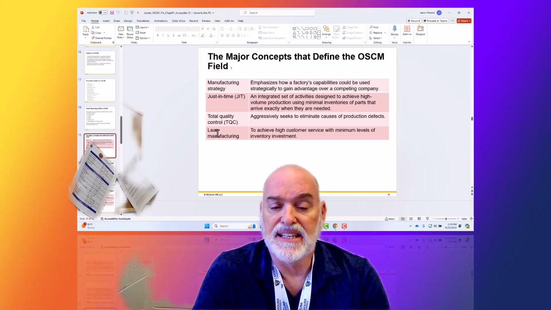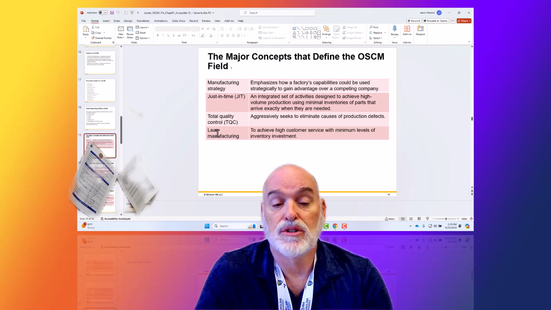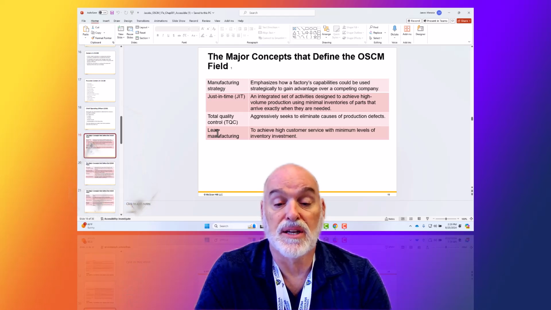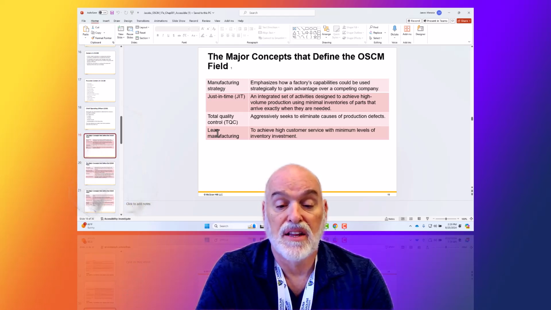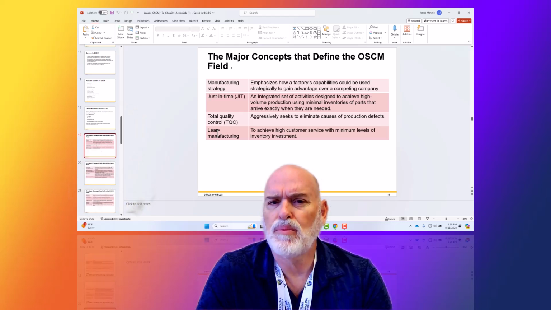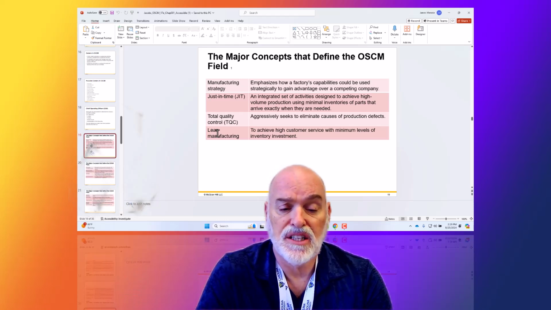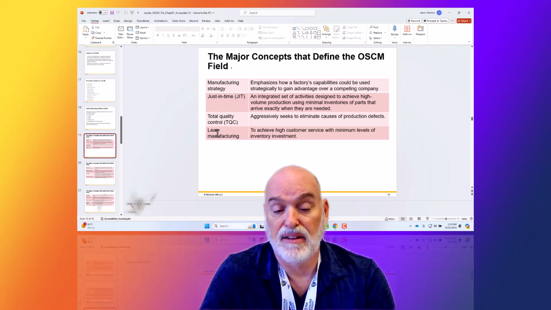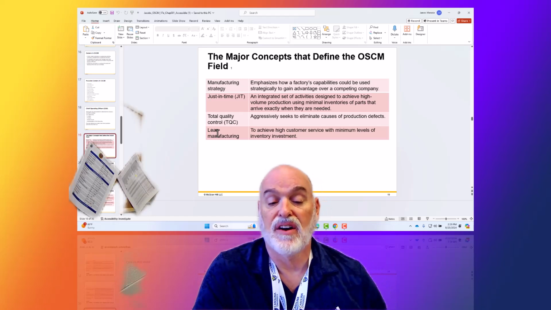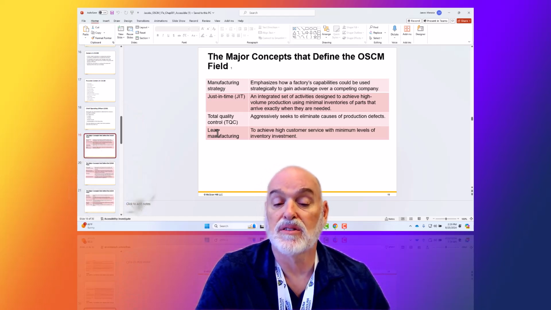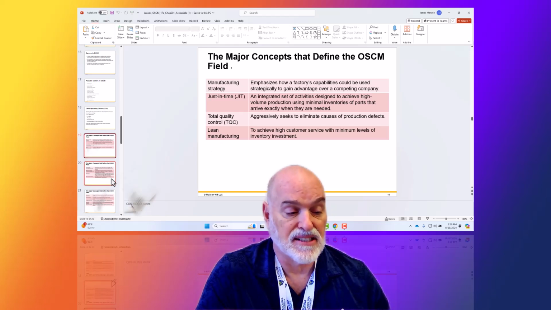Just-in-time is an integrated set of activities designed to achieve high volume production using minimal inventories of parts that arrive exactly when they are needed. Why would a company do something like this? Make sure we ask that question in our class on the 29th. TQC aggressively seeks to eliminate causes of production defects. And of course, lean manufacturing. This is to achieve high customer service with minimum levels of inventory investment.